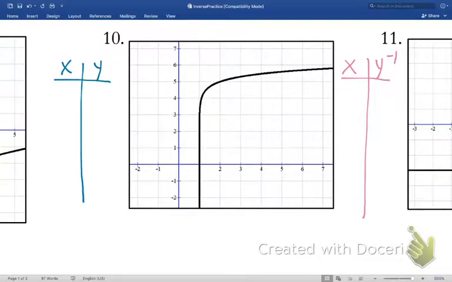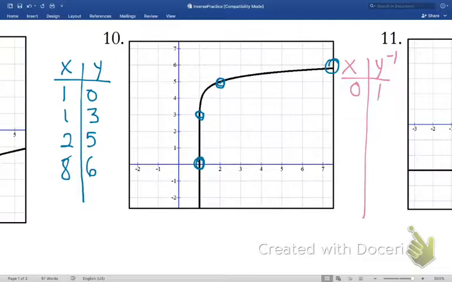Next problem. Look for some points. Okay, I see one on the x-axis right here. That's at 1. So I have 1, 0. I go up. We can go ahead and put that one in. What is that? 1, 3. At 2, I see it's up at 5. And then it goes off the graph. Okay, so we're headed towards 6. So I'm going to put 8, 6, just so that we know we're headed off the graph right in there. Alright, so now switch x's and y's. So I have 0, 1, 3, 1, 5, 2, and 6, 8.